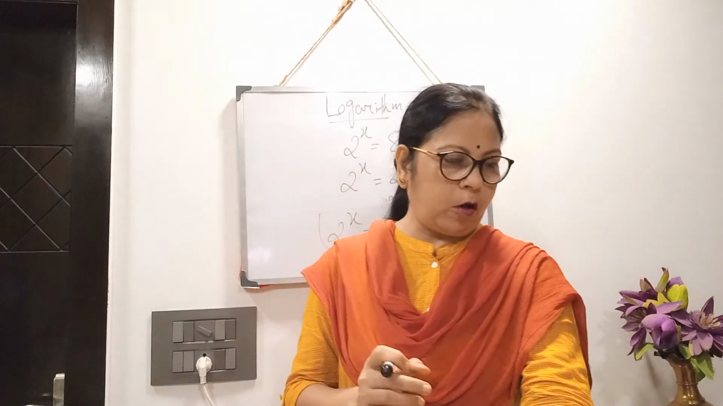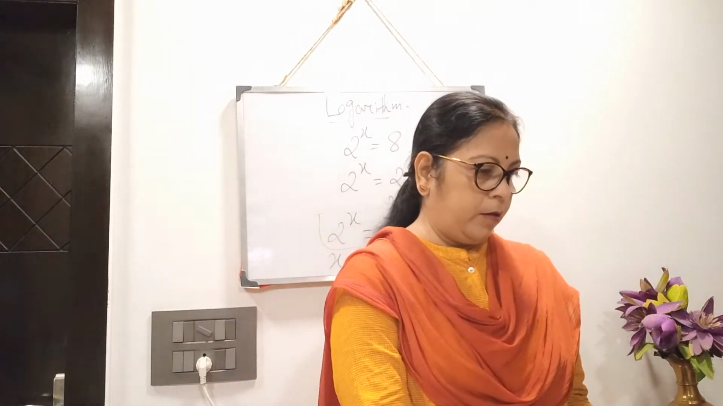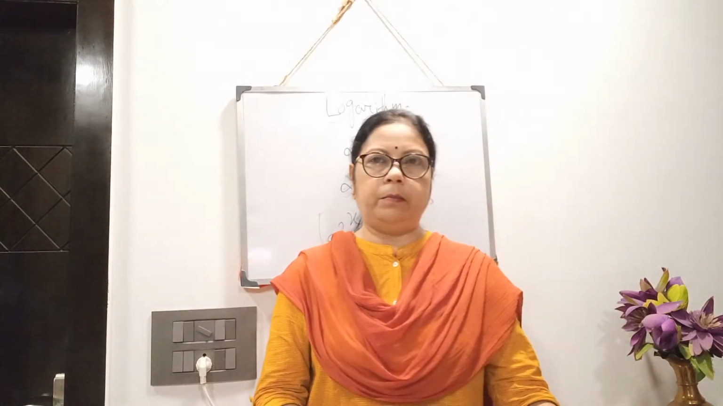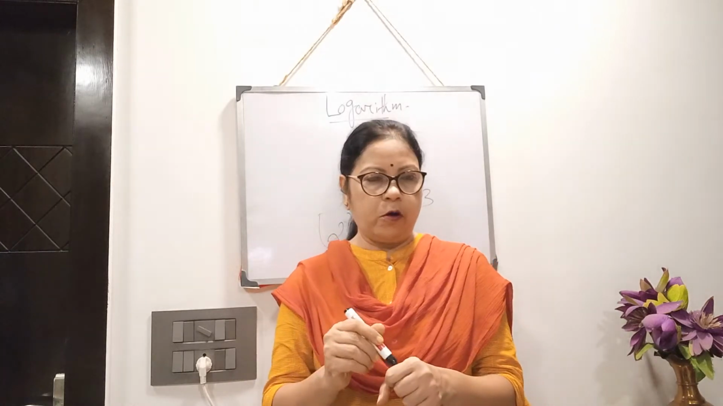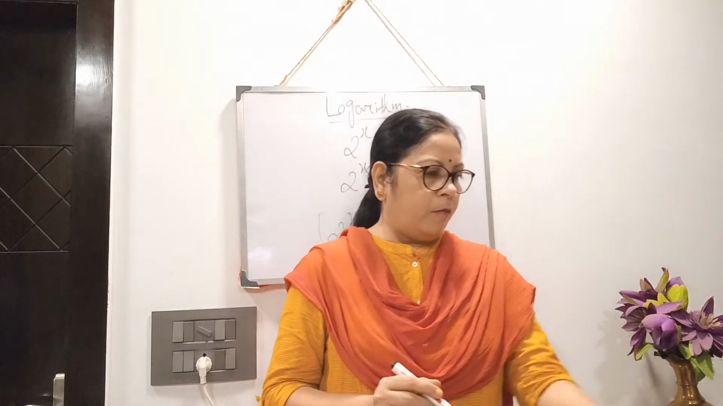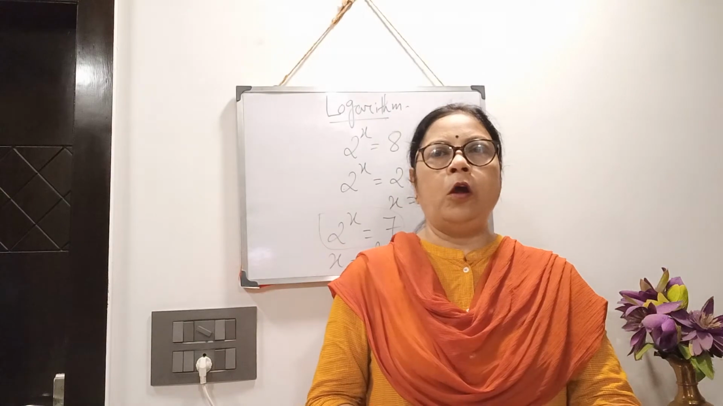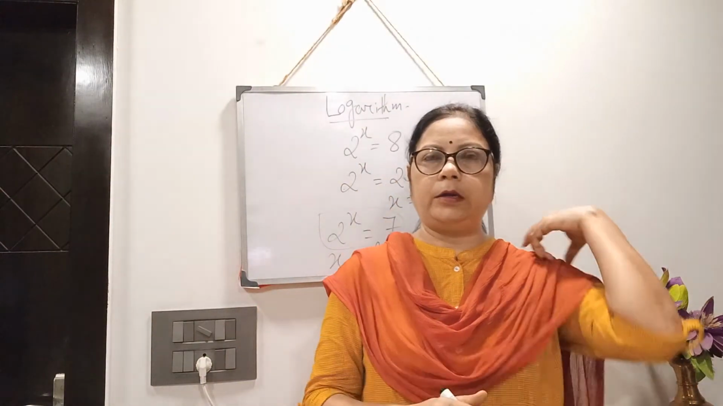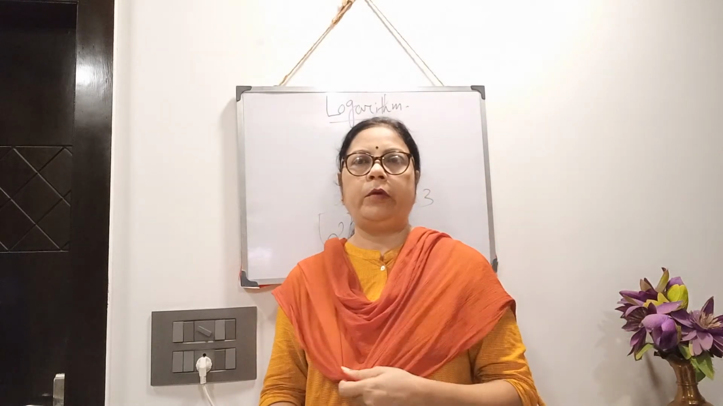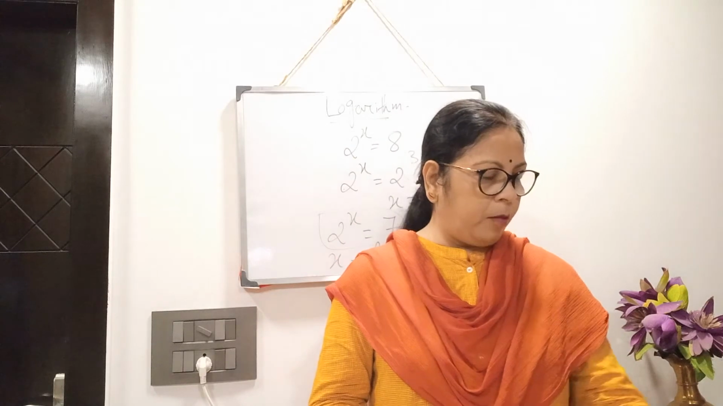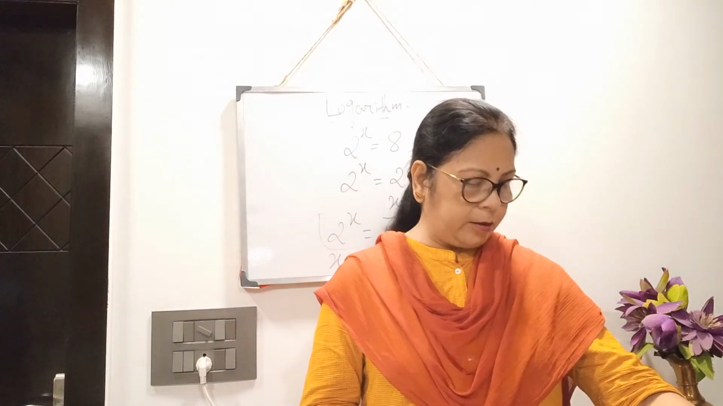Clear? And there are some properties of log, you will find them in your board book, page number 336. The value of log 1 is 0. The value of log 10 is 1. When there is multiplication, it will be added. When there is division, it will be subtracted. Clear? You will open your page 336, you will get the properties.